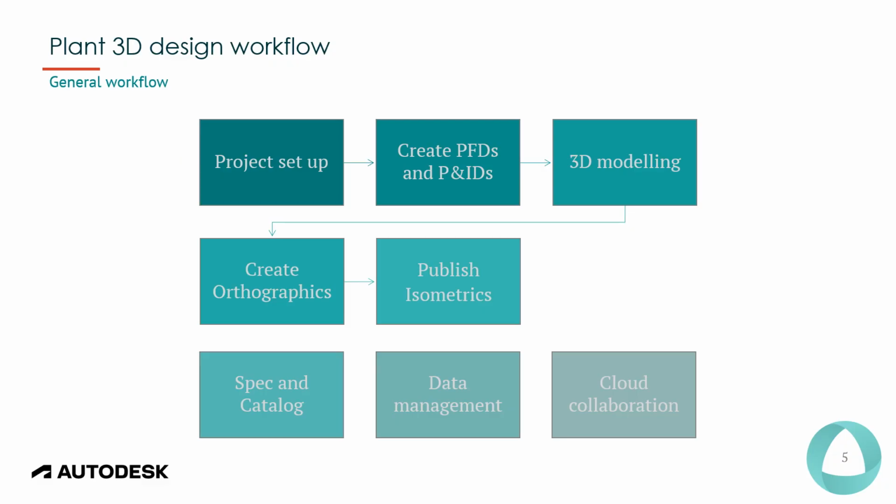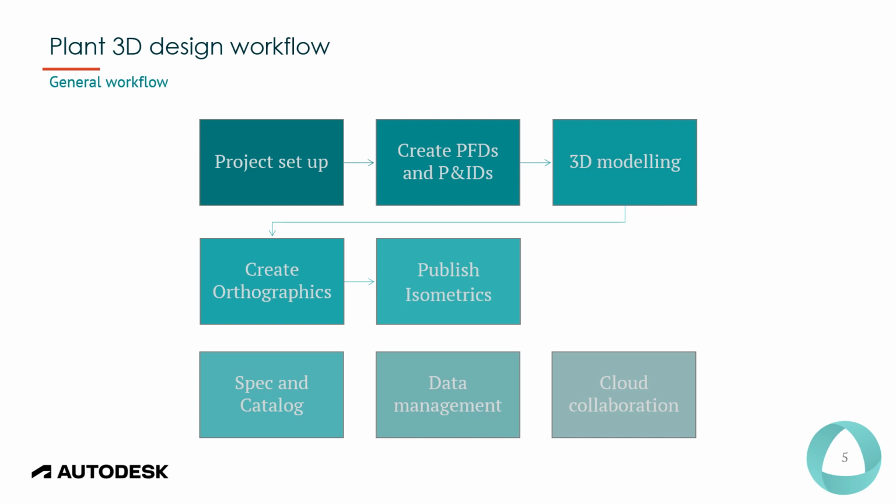This is what a typical workflow will look like within the Plant 3D software. You will start by creating your project, doing all your project setups and settings. Once that is done to your company standards, you can start by creating your PFDs and P&IDs. Once that's finished, you can go over to the 3D modeling, and from your 3D modeling, you can create your orthographic drawings and publish your ISO drawings.